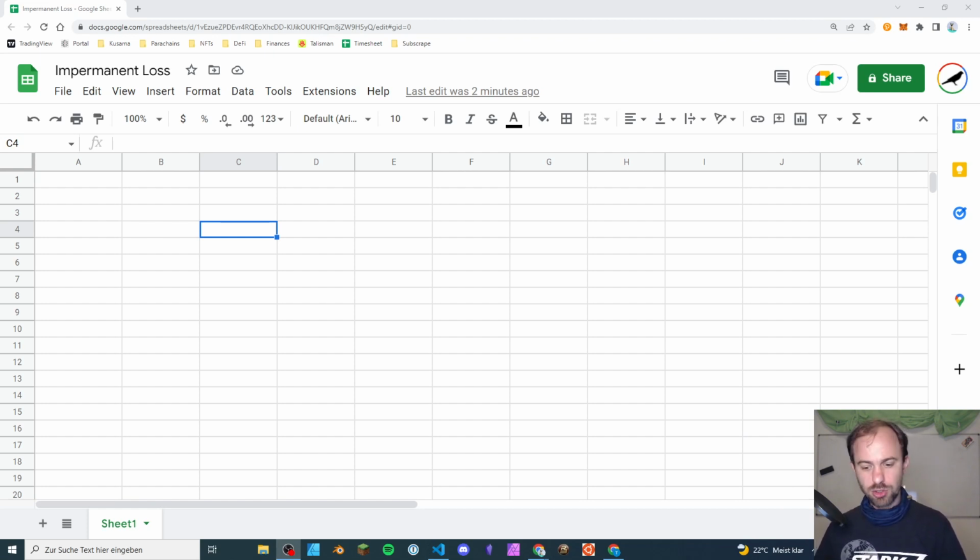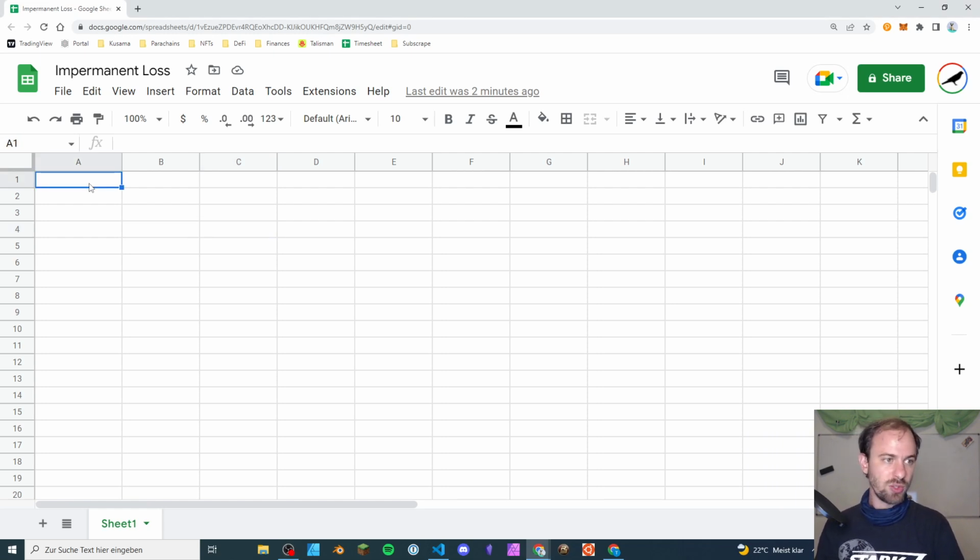And then we are going to look at how the same position would develop if you were just holding both tokens, if you would be holding one token or the other token. And I think it works pretty quickly, so let me go through it briefly.